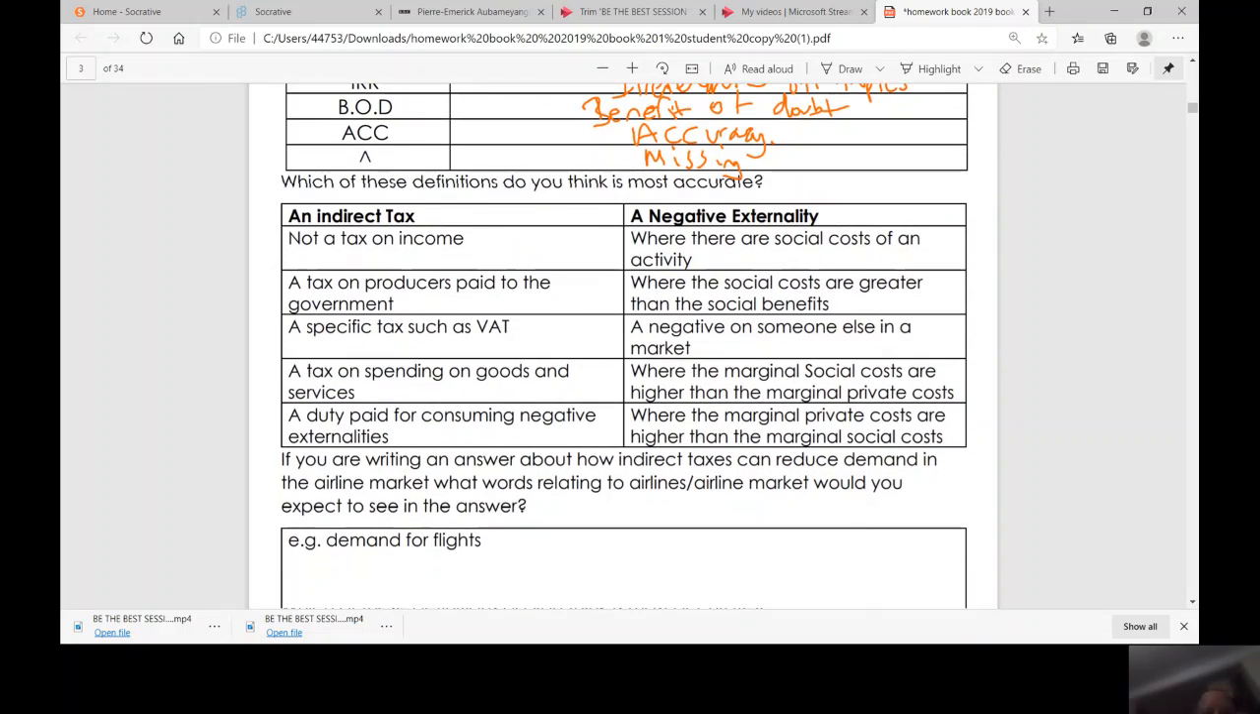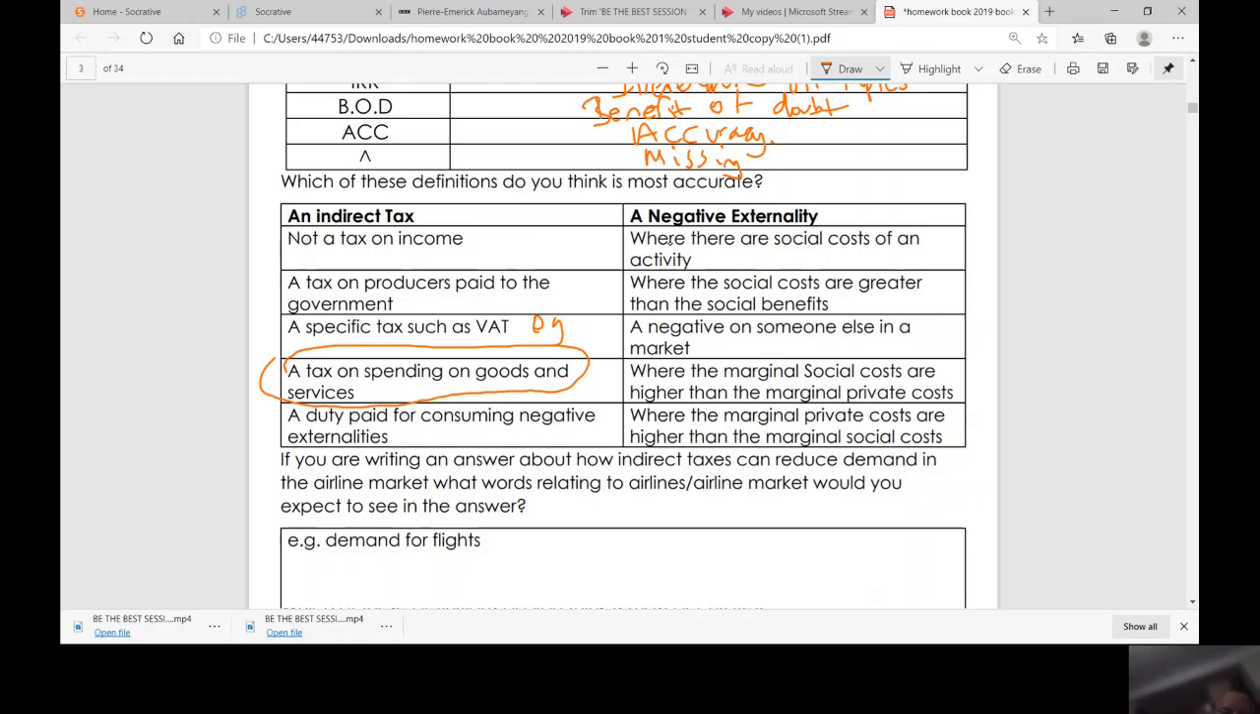Coming down, which of these definitions is the most accurate? So again, focusing on accuracy. The most accurate definition for an indirect tax is a tax on spending on goods and services. The one above that is just an example, it's not a definition. The one above that is not a tax on producers. It's a tax that the producers pay, but it's not a tax on producers.